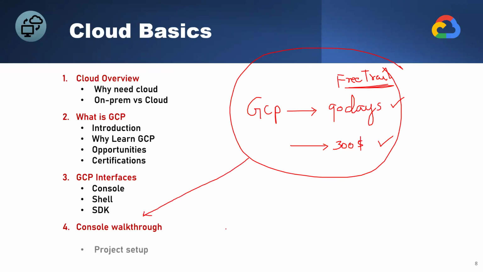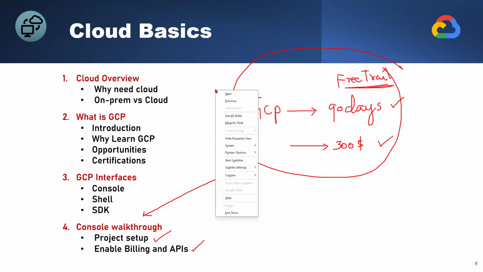And after that, once you set up your account, I'm going to tell you how to do the project setup, how to enable the APIs and billing, and how to manage the billing also. So in the console walkthrough, we will see how to create a free tier account, how to set up the project, how to enable the billing and the API, and how to manage the billing. All of these details we are going to see.